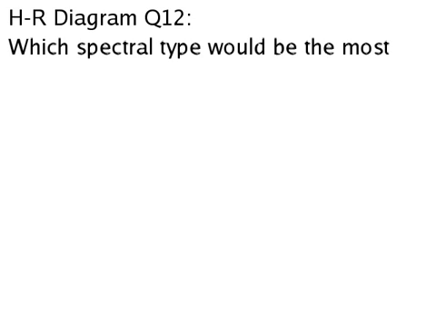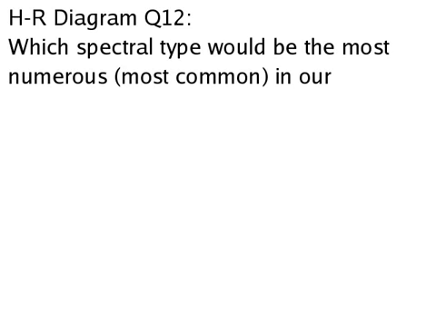So the extension: if we could extrapolate the data on the HR diagram to the entire galaxy, which spectral type of star would one find to be the most numerous in our galaxy? So let me just write that out. Which spectral type would be the most numerous or most common in our galaxy?